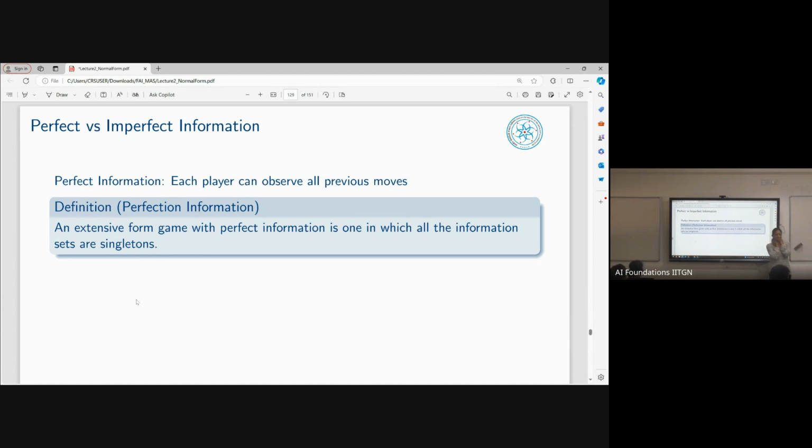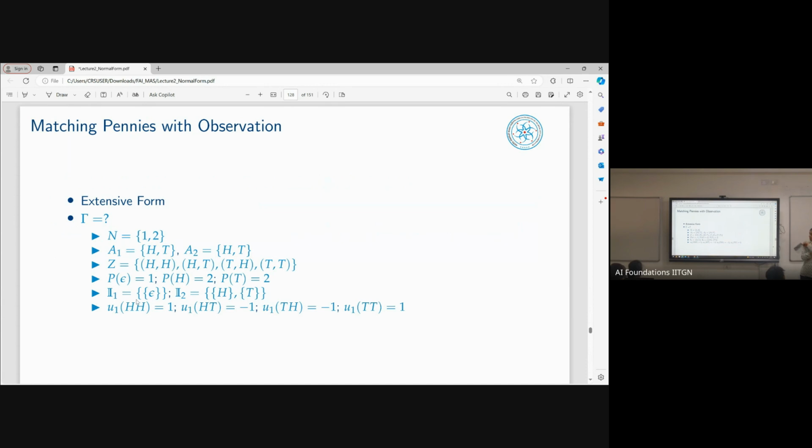Now, how does that formally reflect in our mathematical definition? An extensive form game with perfect information is one in which all the information sets are singleton. So can anybody tell me why this corresponds to perfect information? In perfect information, all the information sets are singleton. So in the previous game, we had matching pennies with observation, where both the players could see each other's moves.